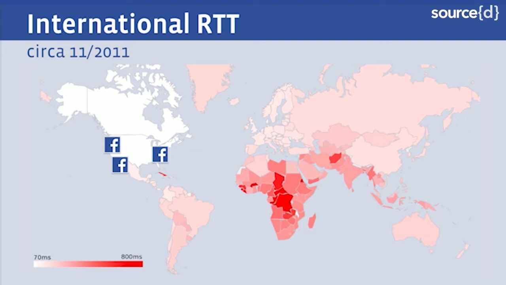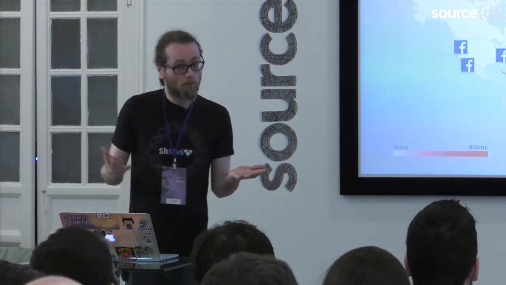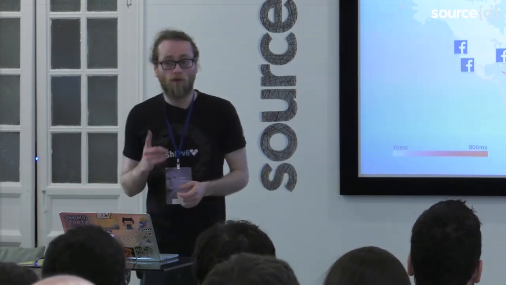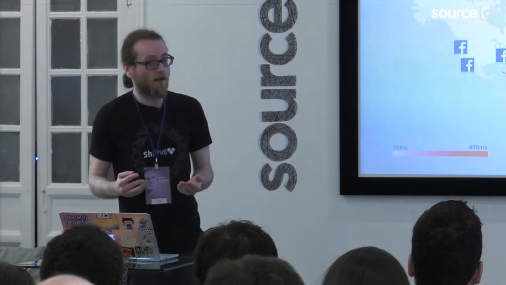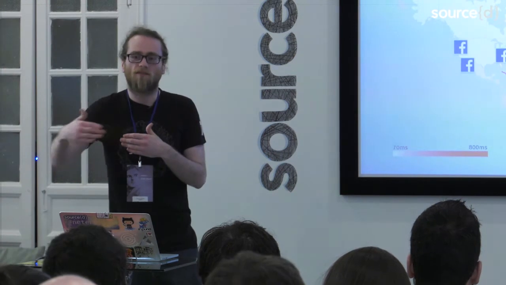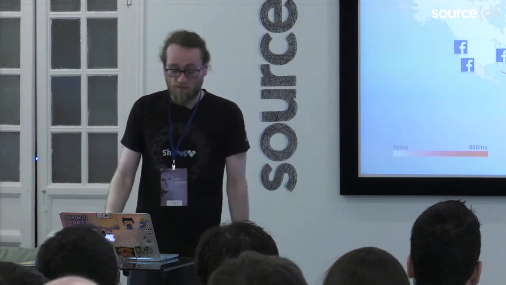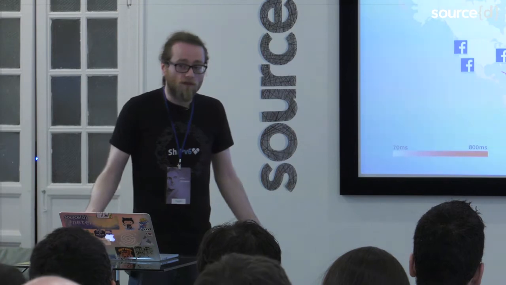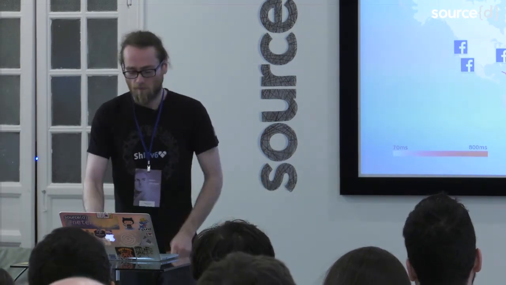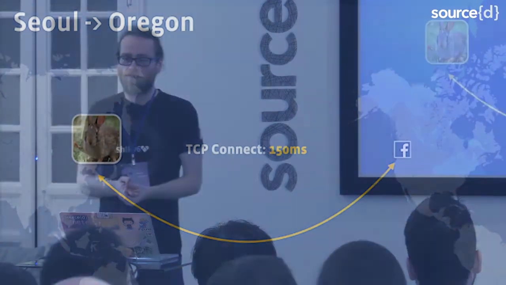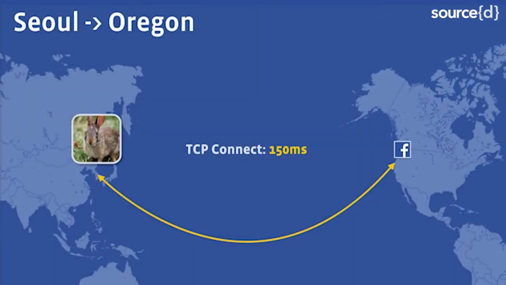Now, 800 milliseconds doesn't seem like a lot, but you have to remember that you'll need more than one request to load a web page. So 800 milliseconds, while sounding not that bad, could actually be maddening considering you have to do so many round trips. And Facebook is a worldwide company. Most of our users do not live in North America, so this is not good. We needed to do better. This is going to give you an example of exactly why we did this and what the benefit can be. In this example, we have a bunny in Seoul who wants to interact with Facebook.